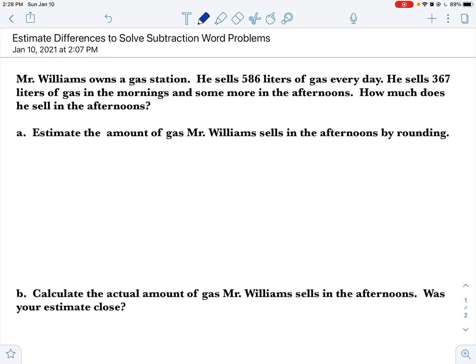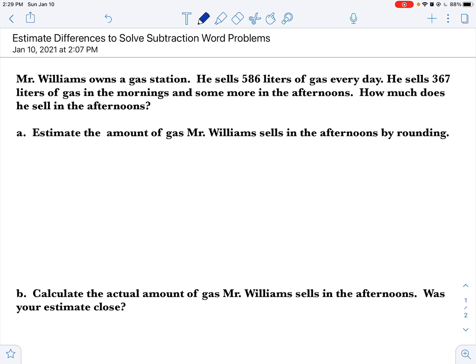Hello everybody. Today we're going to continue our work with combining our skills of addition and subtraction strategies and rounding to the nearest 10 or 100. And today we're going to focus on subtraction. So today is going to be very similar to what we had on Tuesday, except that we're going to look at how this works with subtraction.